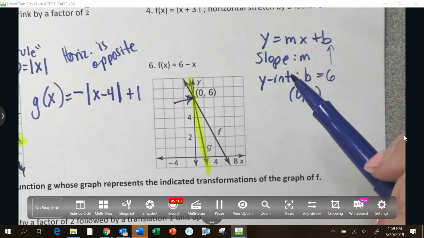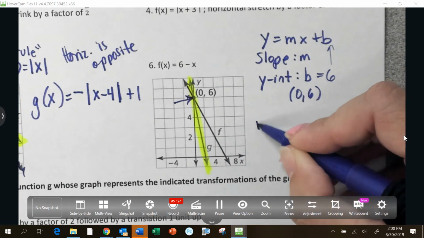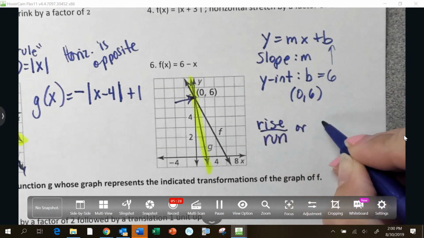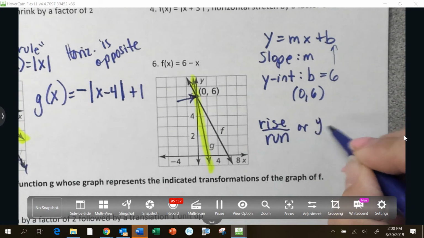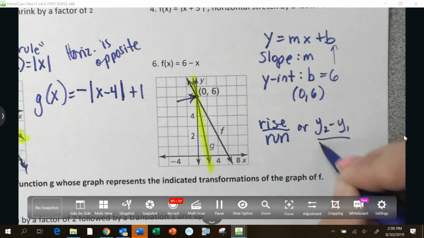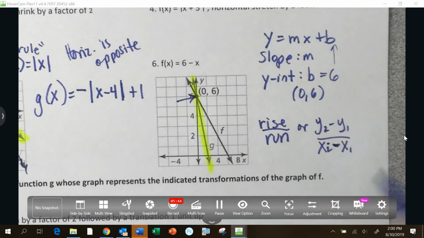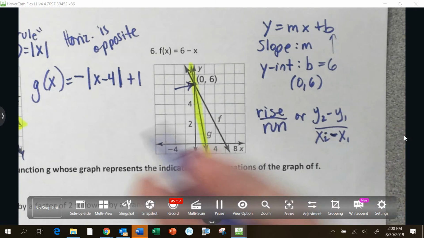And then our slope, how do we find the slope? Rise over run. Okay, so you could either do rise over run, or y2 minus y1 over x2 minus x1. So that is the equation. I could plug in two ordered pairs, or I could go to the graph and count rise over run. Up to you. I have a picture here. I'm just going to use rise over run.